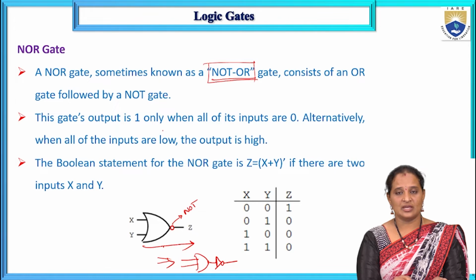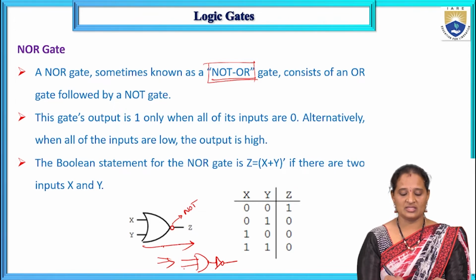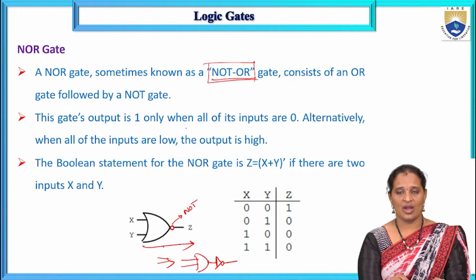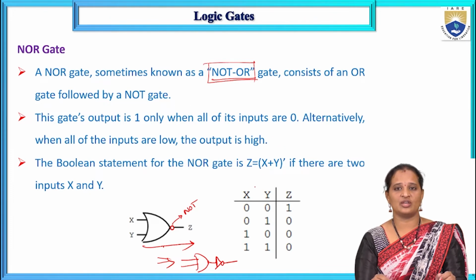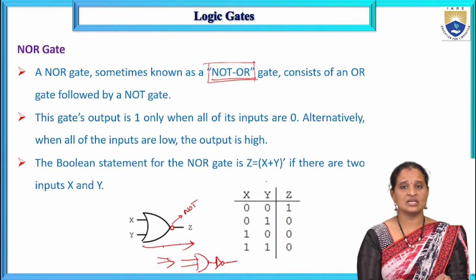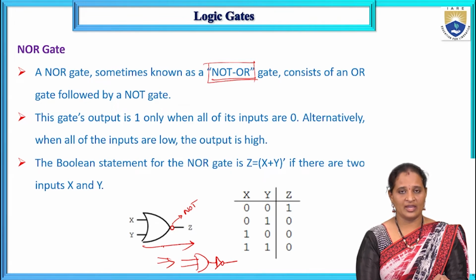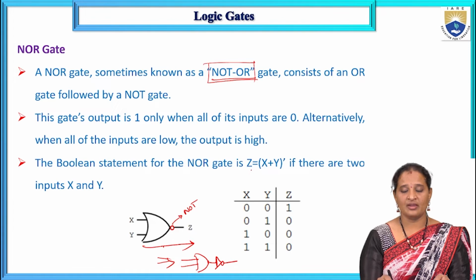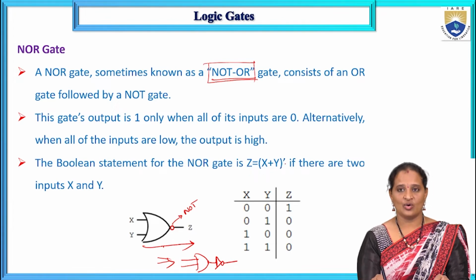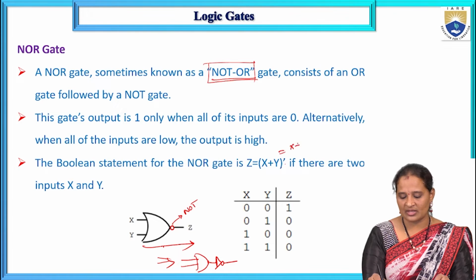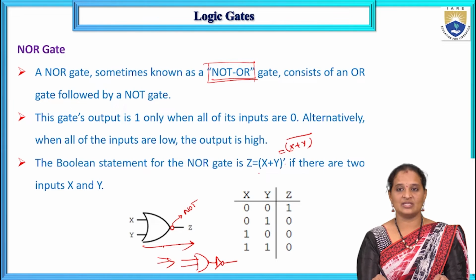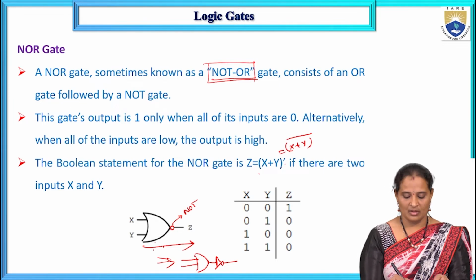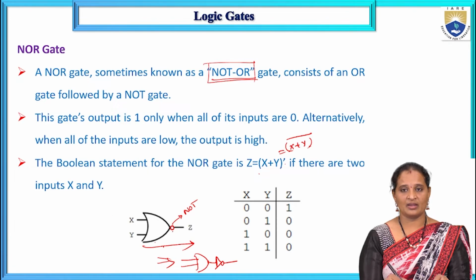The output of this, as it is the complement of the OR gate, is 1 only when all the inputs are zeros, and when any one or all the inputs are high, then the output of the NOR gate becomes 0. So this is the output of the NOR gate, and the expression for the NOR gate is given by z equals (x plus y) whole complement, or we can also write this as (x plus y) whole bar, where x and y are the inputs and z is the output. So this is the symbol. OR gate with a bubble is nothing but NOR gate.